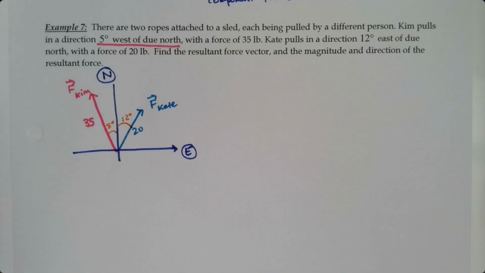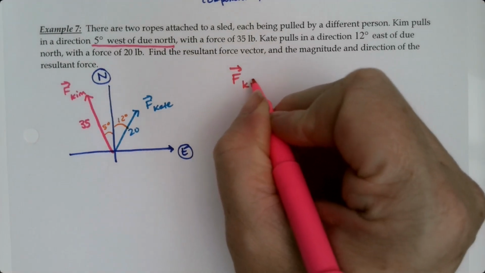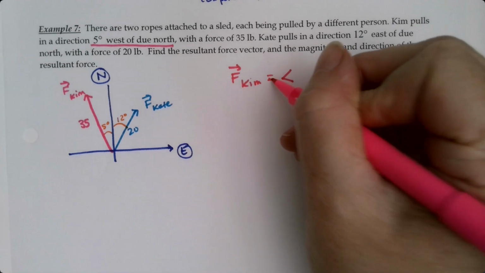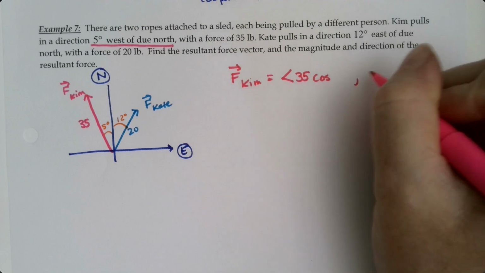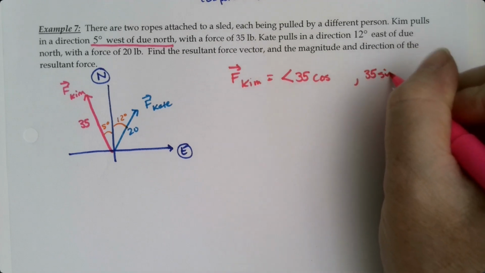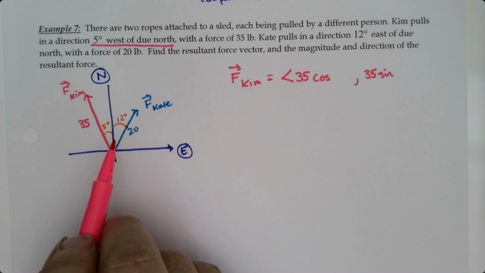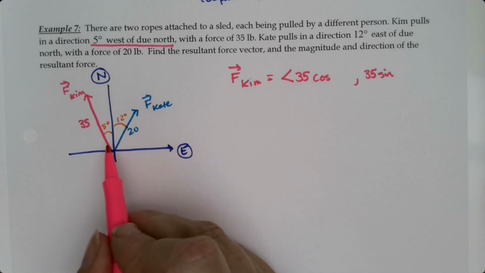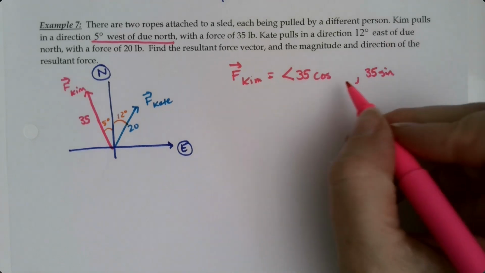Okay, so the resultant force vector. Well, actually, let's deal with each one individually first. All right, so let's look at Kim's force. Kim is pulling with a force of 35 pounds. Now the angle we have to think about for a second. You can't just put 5 degrees in, because 5 degrees is not from the standard position, right? So we have to deal with it from the positive axis. That's how we work with angles. And so when I put 5 degrees in, that won't work because no software, no computer program in the world knows what I'm talking about.